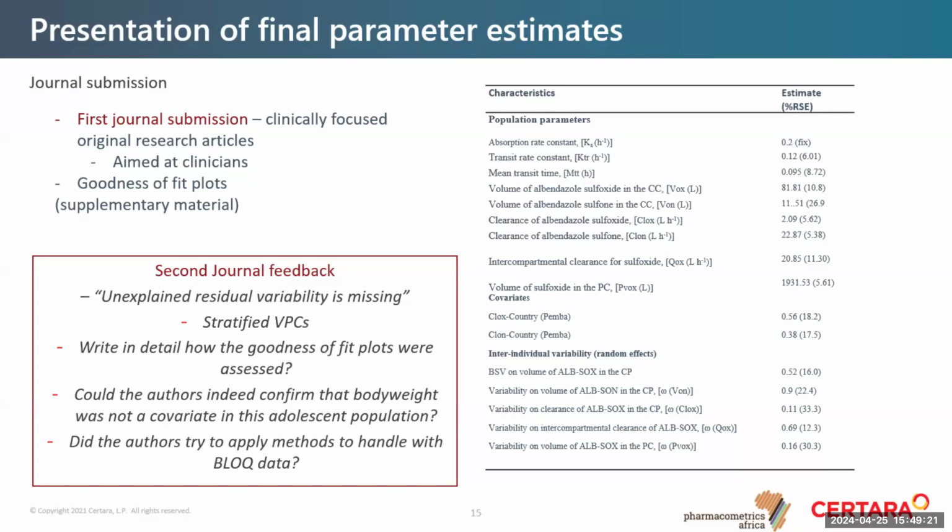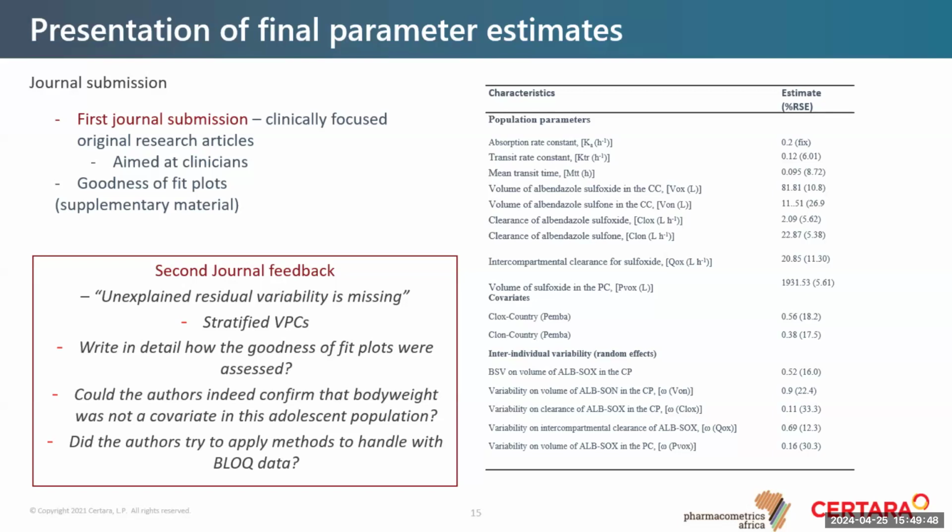And here again, you instantly see that they want to put more of the modeling data back in, which was initially removed because we thought our target audience was different. Some of the questions that came back from the reviewers were: where's the unexplained residual variability? It's missing in the table. What about the stratified VPCs? Write in detail how the goodness of fit plots were assessed.